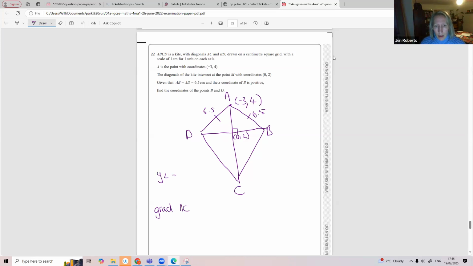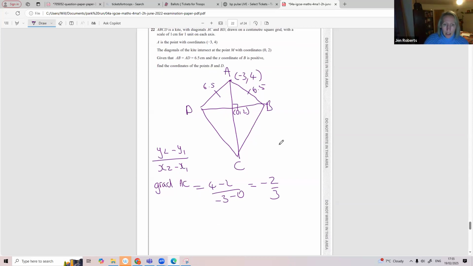Gradient is y2 minus y1 over x2 minus x1, right? So 4 take away 2 over -3 take away 0. Didn't really need a calculator for that, but it is -2 over 3, the gradient of AC. BD or DB is perpendicular to AC. This little symbol here means perpendicular, so the gradient is the negative reciprocal of that. It's -1 divided by -2 over 3, which is 3 over 2.